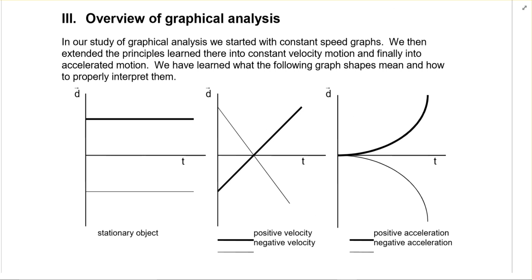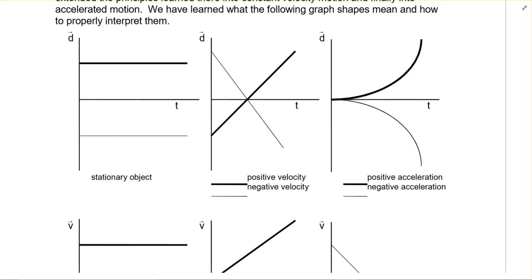Okay, so I've kind of got them written here. A stationary object on a distance, or a position time graph is going to look like a straight line, right? It's going to be a straight line. It's going to either be in the positive or the negative. It just means that they're standing to the right of your reference point or standing to the left of your reference point, but they are standing if it's straight.